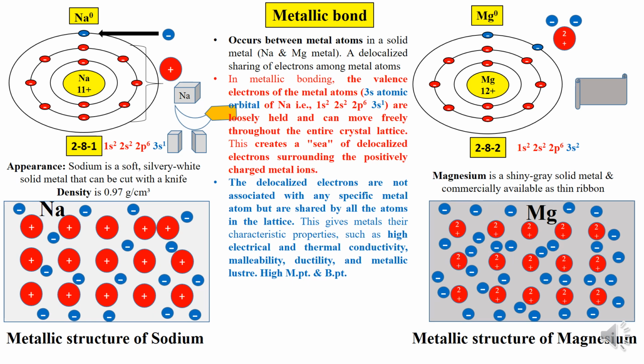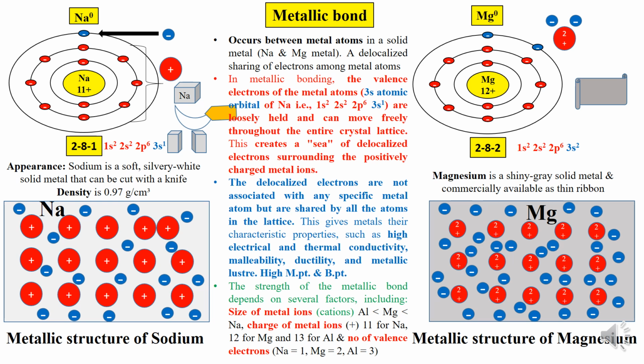And what is the role of the delocalized electrons? Here, the delocalized electrons are not associated with any specific metal atom, but rather are shared by all the atoms in the crystal lattice. This gives metals their characteristic properties, which I just explained, such as high electrical and thermal conductivity, malleability, ductility, metallic luster, and high melting point and boiling point. As the number of valence electrons increases, there is a corresponding increase in the packing of metal atoms, and that results in an increase in melting and boiling points.